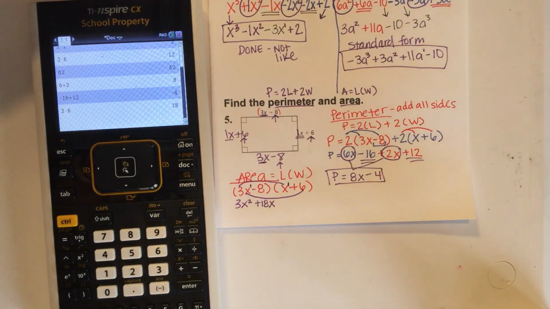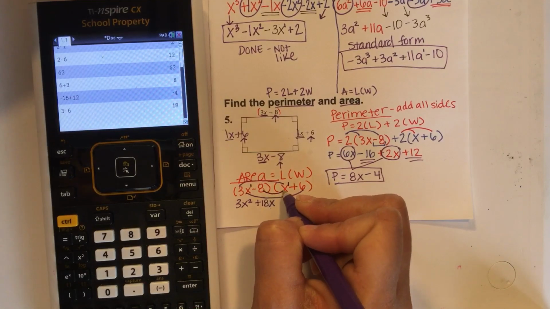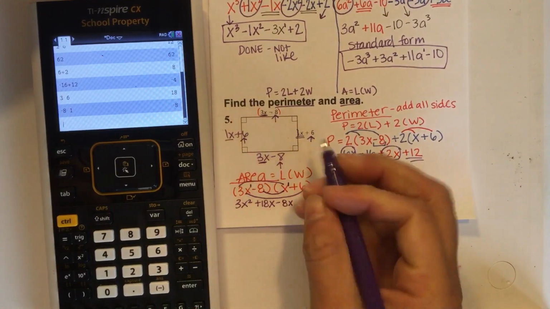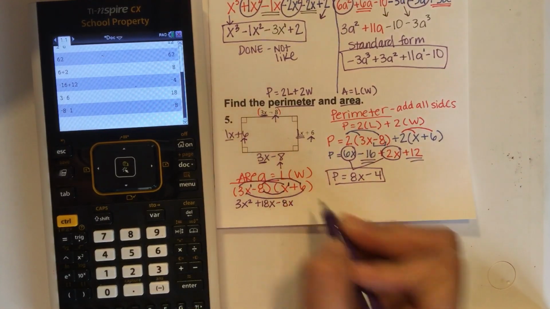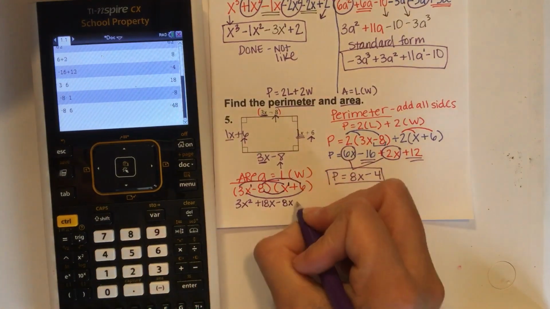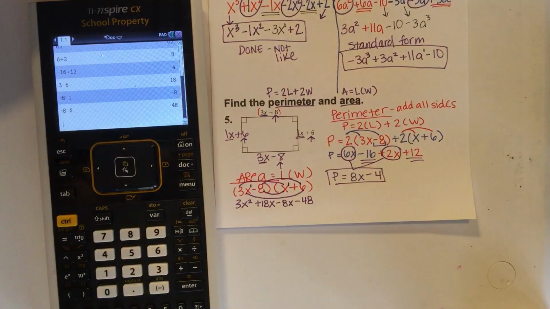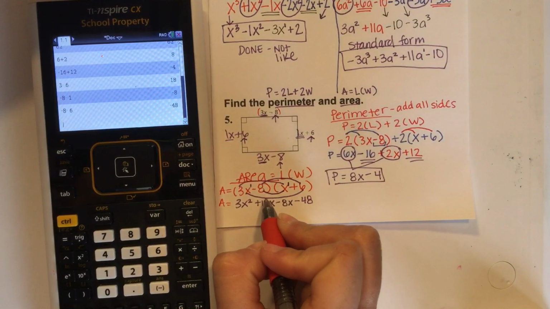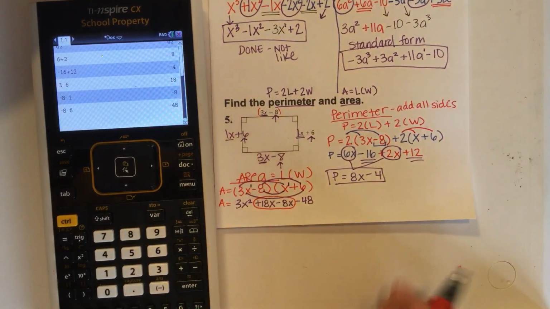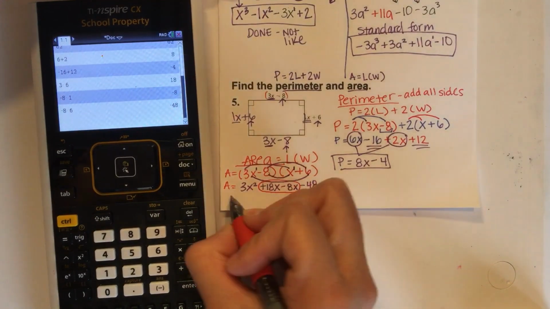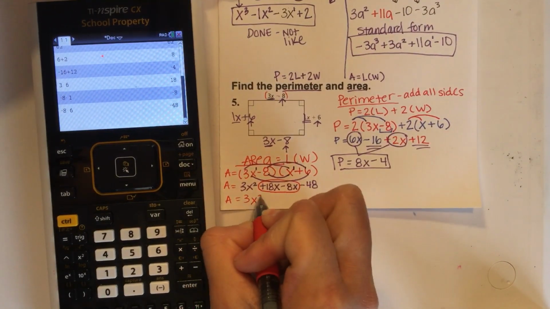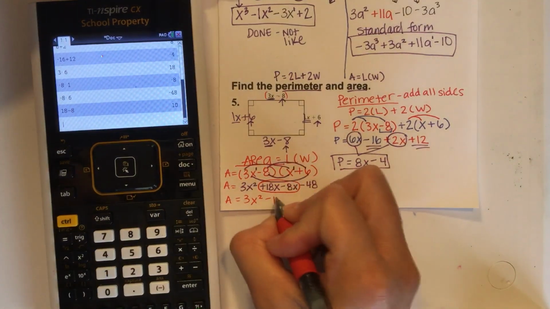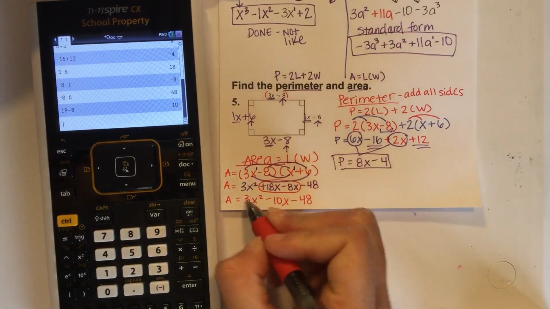Next, you're going to take the inner negative 8 times x. So negative 8 times 1 is negative 8x. And last, you're going to take negative 8 again, and you're going to multiply it with 6. So negative 8 times 6, negative 48. Last, you just want to combine your like terms. So this is the area equals. Now you're going to combine the two middle terms because they have the same variable. And you're going to have area equals 3x squared, 18 plus, minus 8 is minus 10x minus 48. And this is the area.